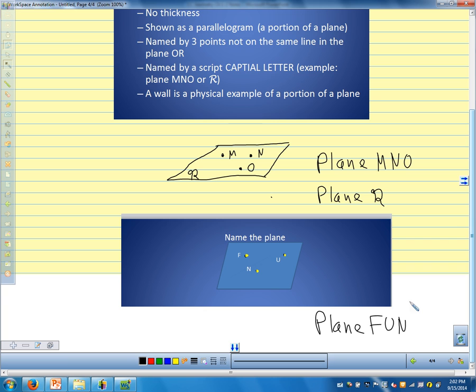So this is the kind of thing that your homework's going to ask you to do. Name the plane. Name 3 points on the plane. Name the line. Name 2 points that are on the line. That kind of thing.